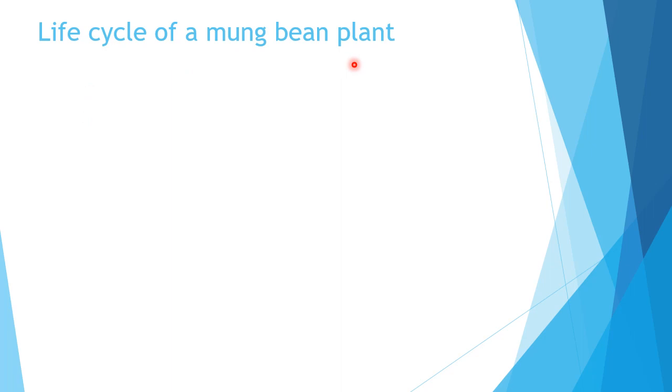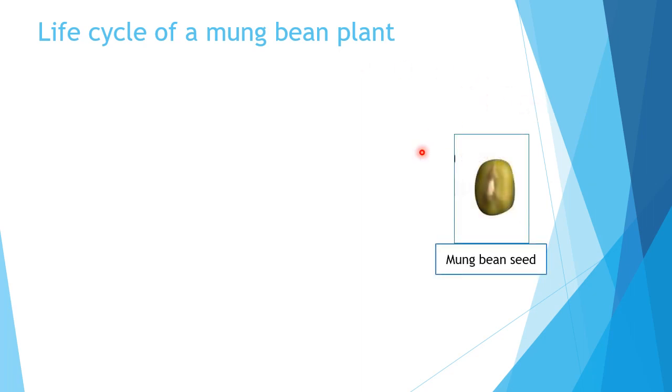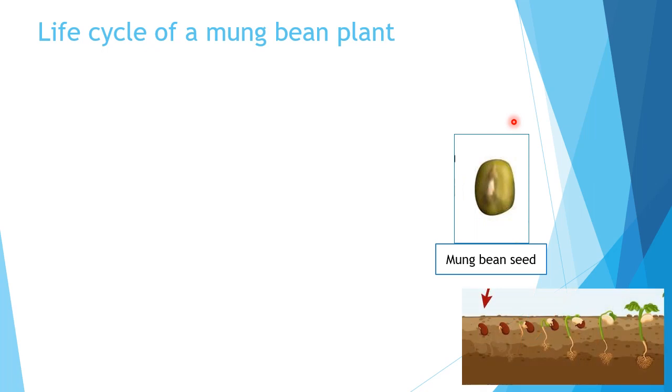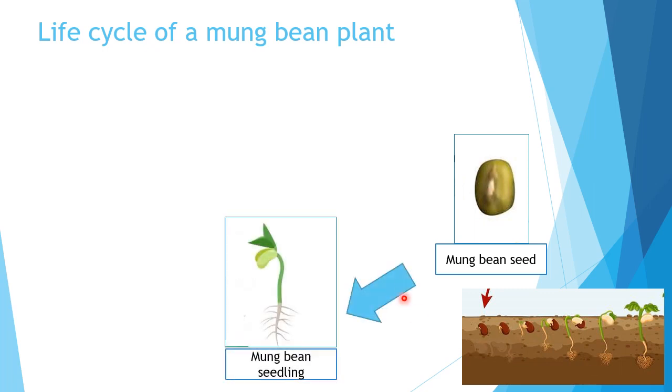So tadi teacher cakap dalam words, ani teacher tunjukkan guna gambar. So first, we have a mung bean seed. So a mung bean seed, you've seen it before. I've given you some before. So ani the first stage. And then it will grow from a seed to a seedling. Ani teacher tunjukkan saja. So from a seed, it will grow into a mung bean seedling. So dari mung bean seed jadi mung bean seedling. Ani cara ia grow.